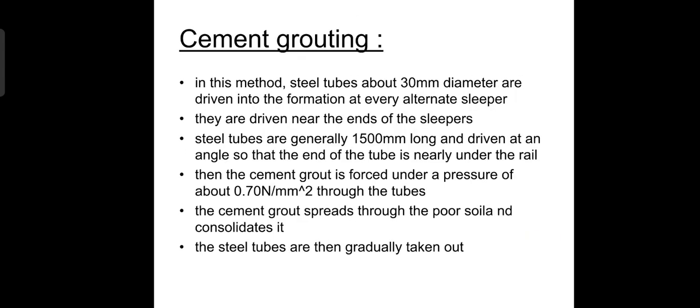Cement grouting. In this method, steel tubes about 30 mm diameter are driven into the formation at every alternate sleeper. They are driven near the ends of the sleepers. Steel tubes are generally 1500 mm long and driven at an angle so that the end of the tube is nearly under the rail. Then the cement grout is forced under a pressure of about 0.7 Newton per mm square through the tubes. The cement grout spreads through this poor soil and consolidates. The steel tubes are gradually taken out.